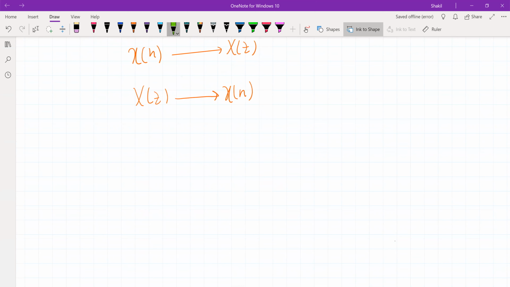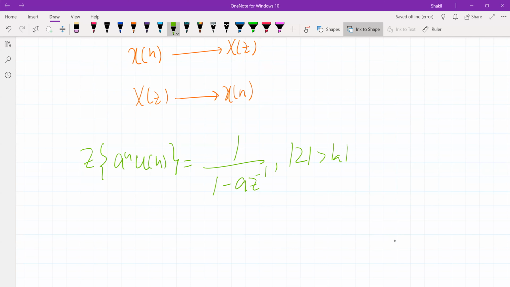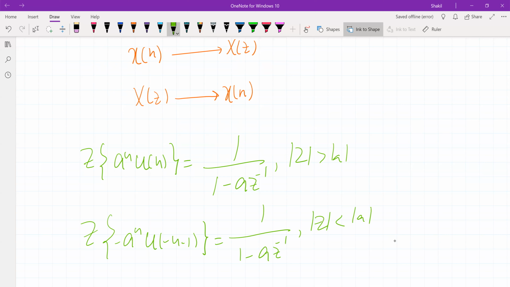Now, two formulas that are very important for this are: the Z transform of a raised power n u of n is 1 by 1 minus a z inverse when magnitude of z is greater than magnitude of a. Same way, Z transform of a raised power n u of minus n minus 1 is this, and then magnitude of z is less than magnitude of a.